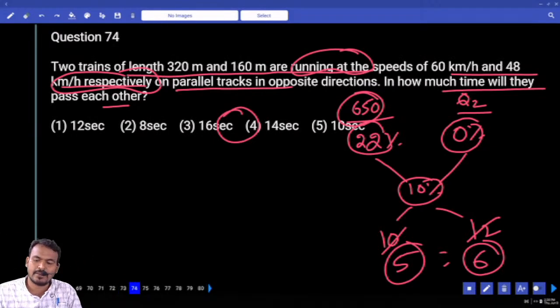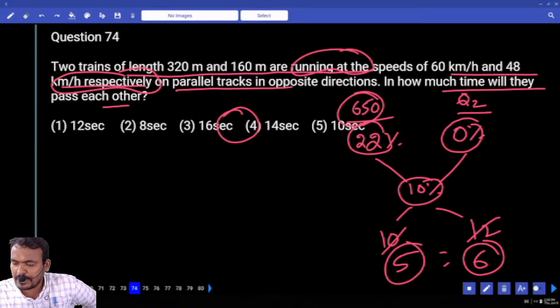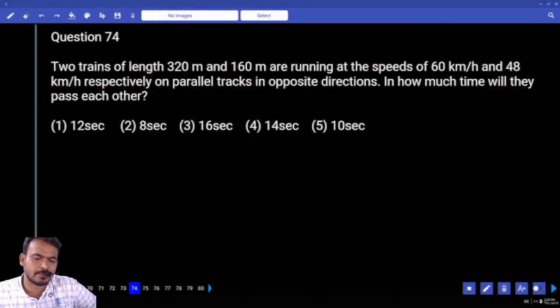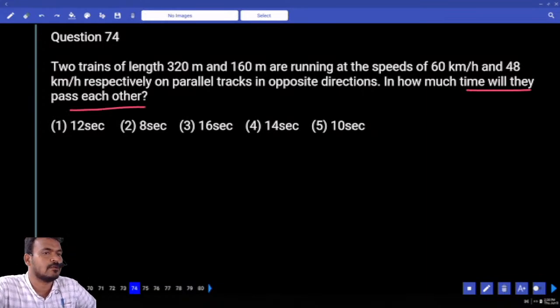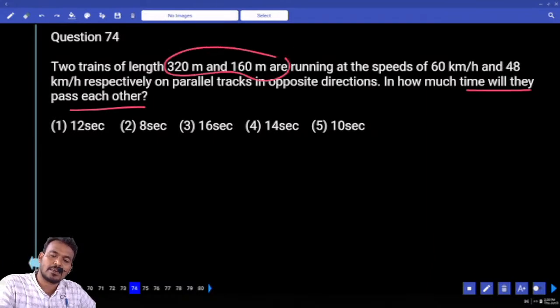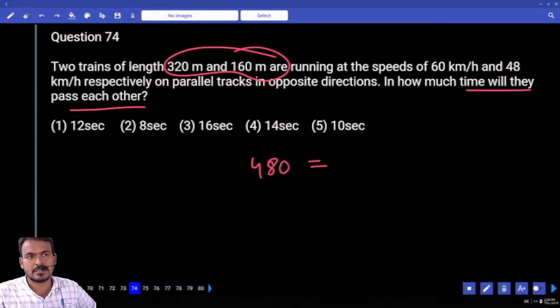Next question number 74. Two trains of length 320 meters and 160 meters are running at the speeds of 60 km per hour and 48 km per hour respectively on parallel tracks in opposite directions. In how much time will they pass each other? Opposite direction means speeds are adding or subtracting? Adding. And when a train passes another train, the total distance is the sum of the two train lengths. What is the sum of the two train lengths? 480. That is the distance value or not?